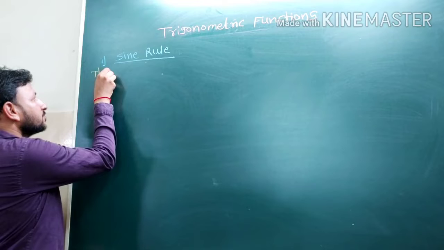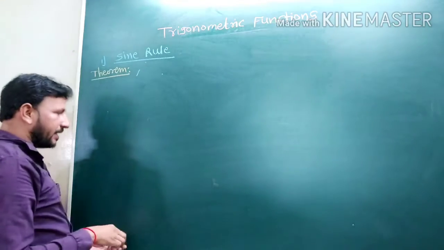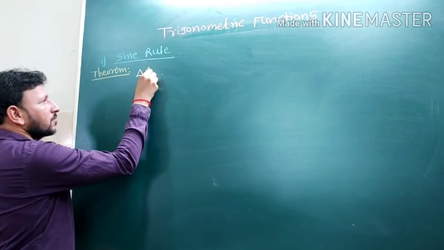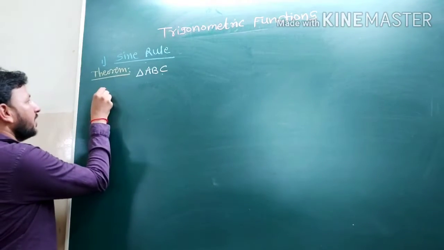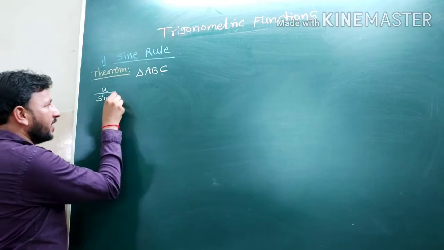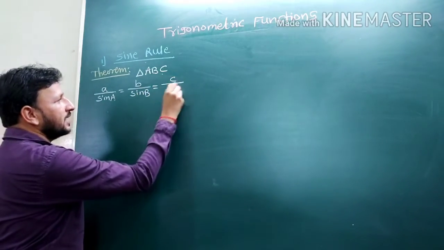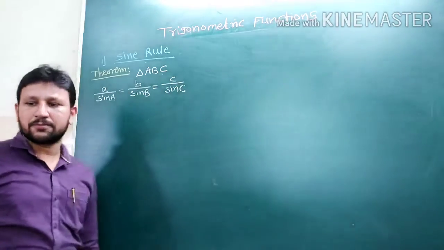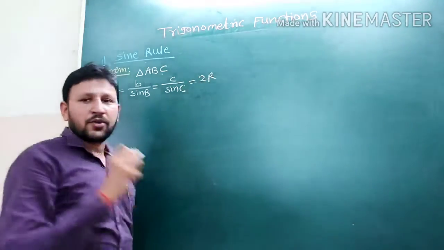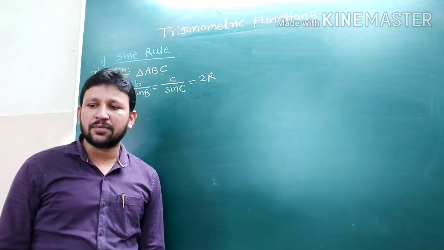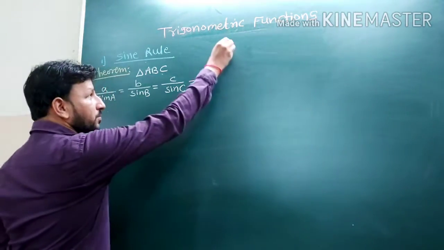The statement is: for any triangle ABC with the usual notations, prove that a divided by sine A is equal to b divided by sine B, is equal to c divided by sine C. And this ratio is equal to 2R, where R is the circumradius of triangle ABC. See the proof of this theorem.